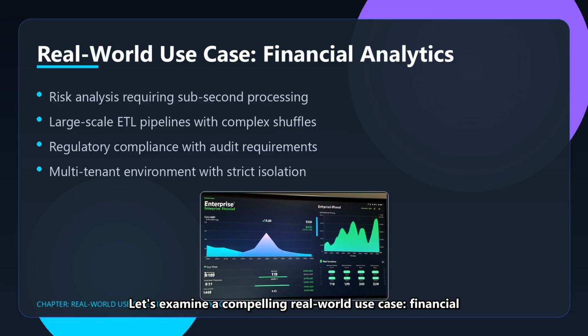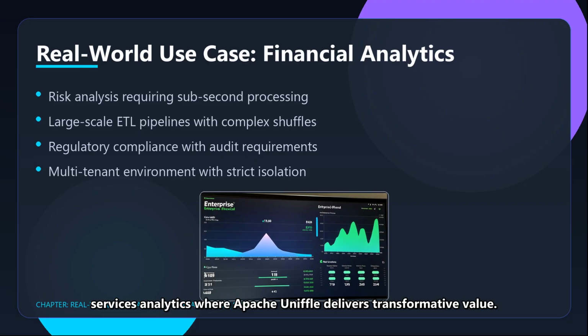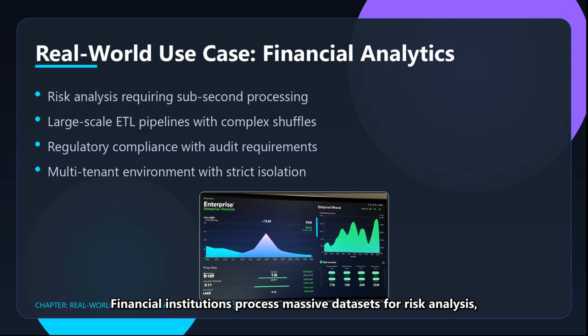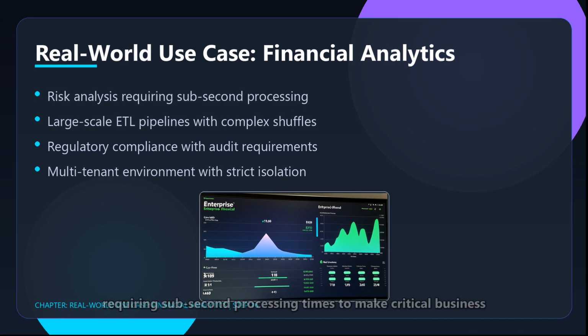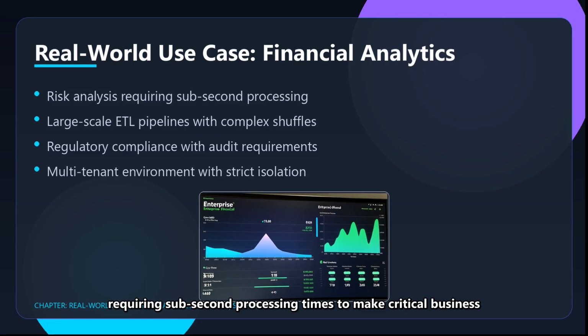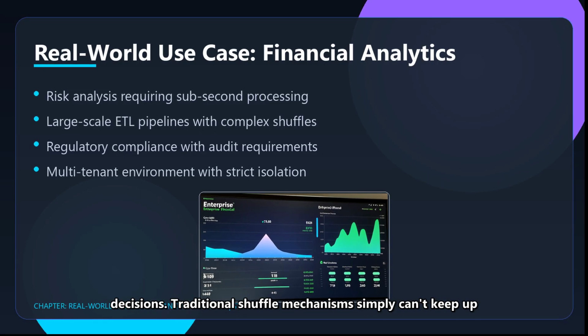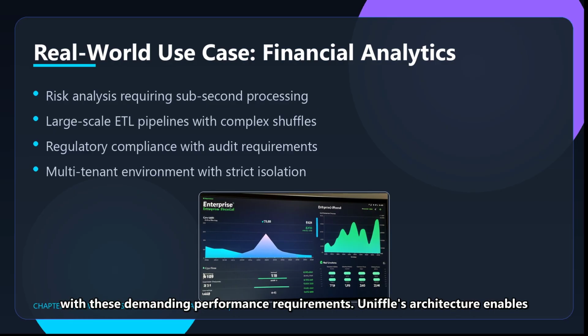Let's examine a compelling real-world use case: financial services analytics, where Apache Uniffle delivers transformative value. Financial institutions process massive datasets for risk analysis, requiring sub-second processing times to make critical business decisions. Traditional Shuffle mechanisms simply can't keep up with these demanding performance requirements.